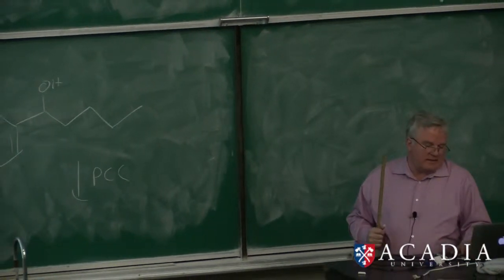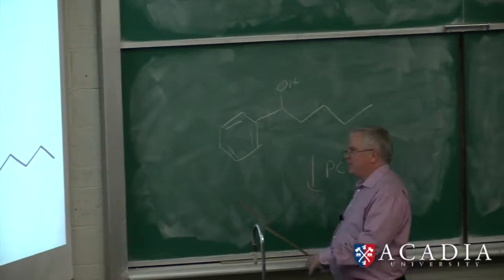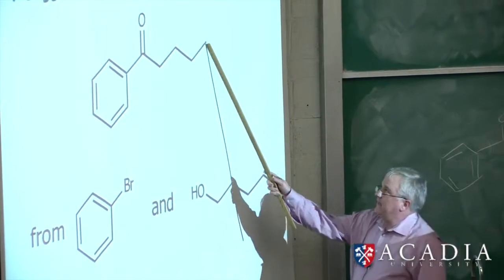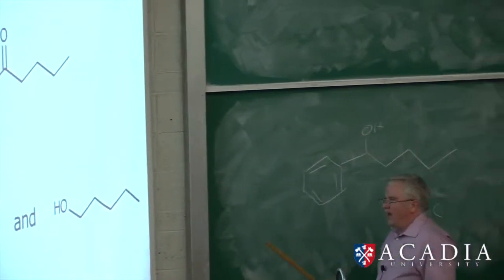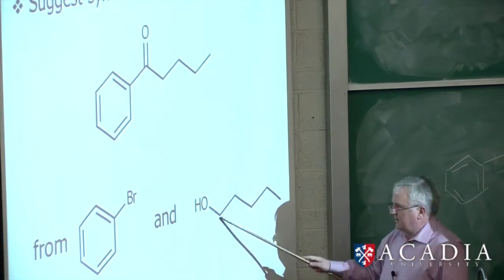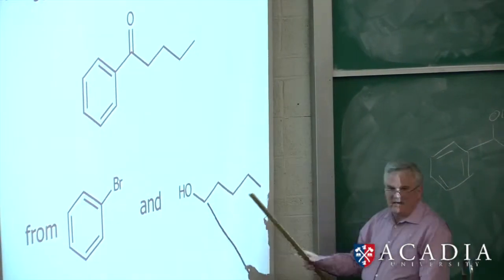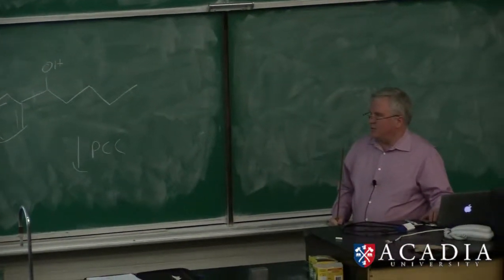So here's a different suggested synthesis. Now we have the right number of carbons, 1, 2, 3, 4, 5, and we need 5. So we want to just think about it retrosynthetically. All we have to do is connect this carbon to this carbon. We can't do it with the alcohol. We've been learning about Grignard reagents, so we just do the same thing.